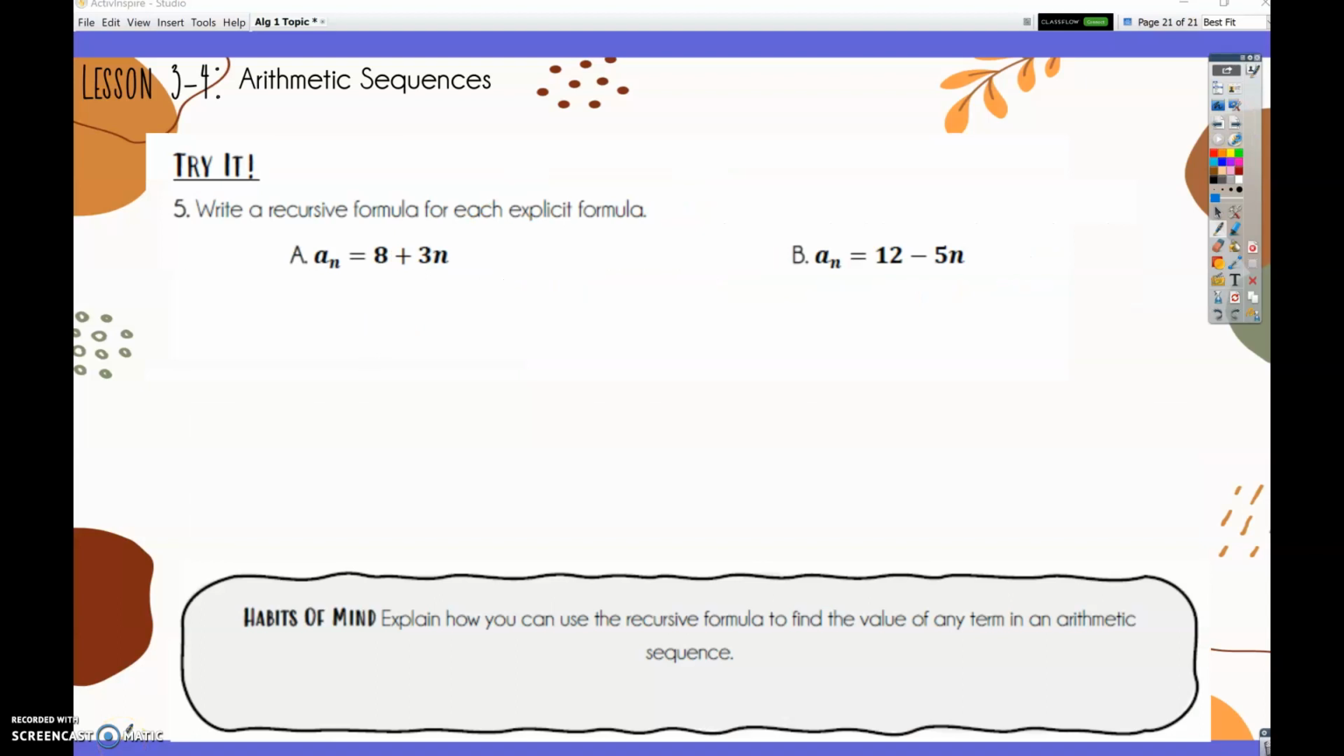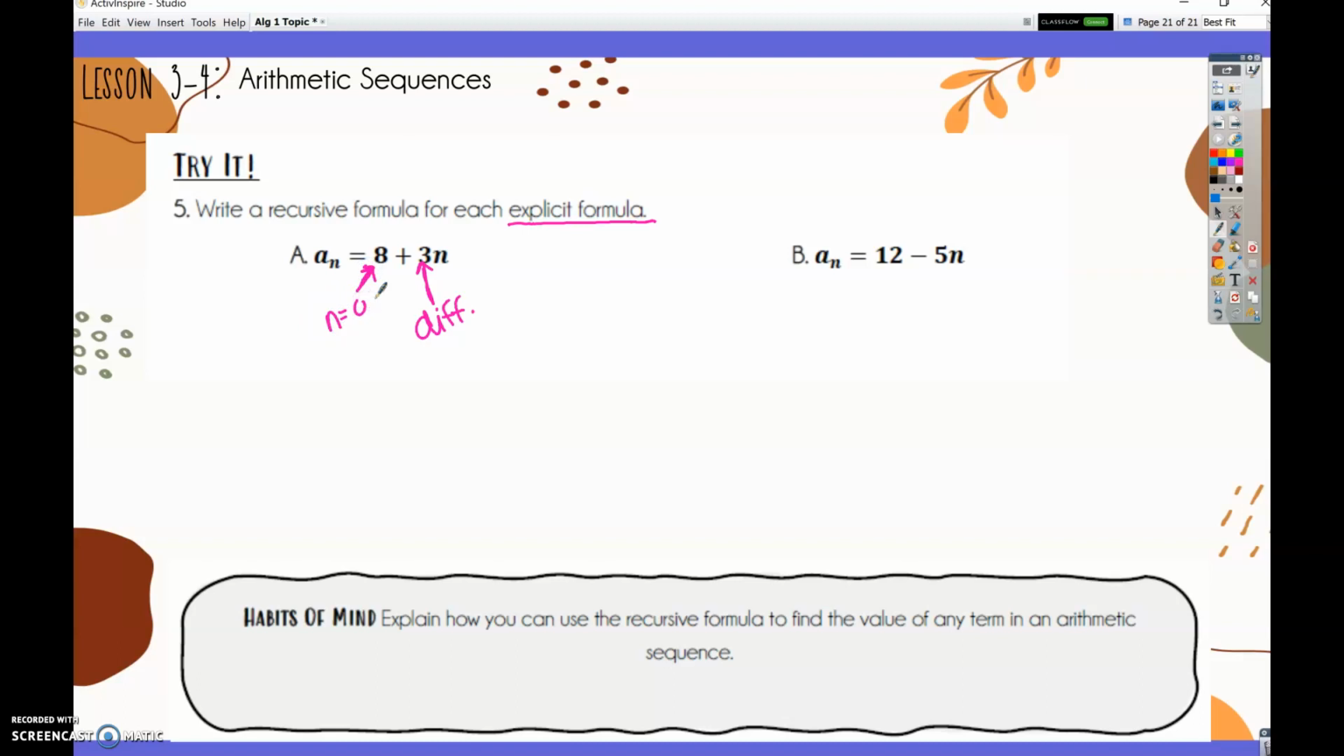For a recursive formula, we want to be able to think of what happened to my previous number to get to my next number. Remember, recursive is not quite as helpful. So if I'm given an explicit formula, I know this is like my slope. It's kind of like my mx situation. This is my difference. This is what each term is growing by. And this is my day 0, or my n equals 0 value.